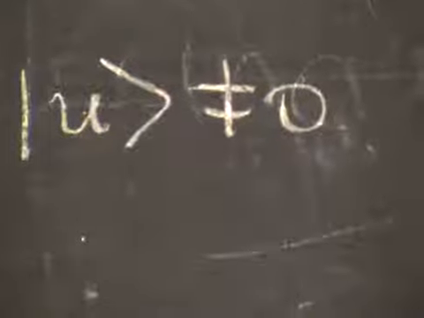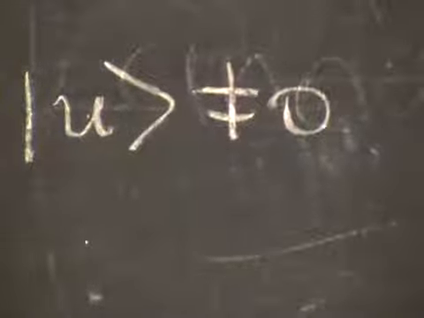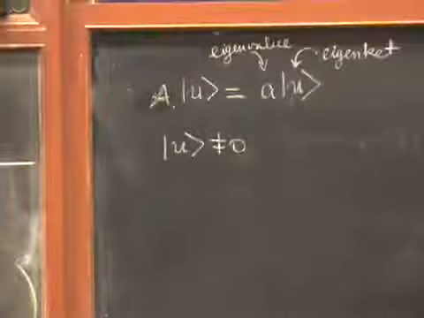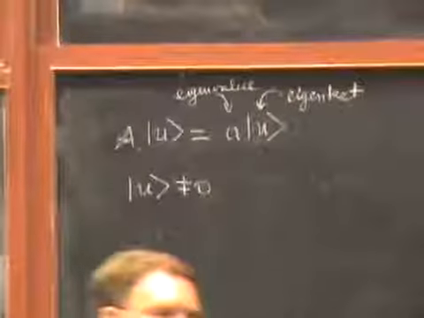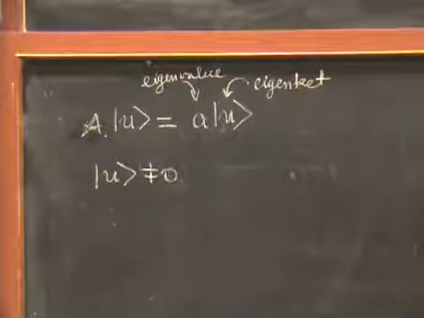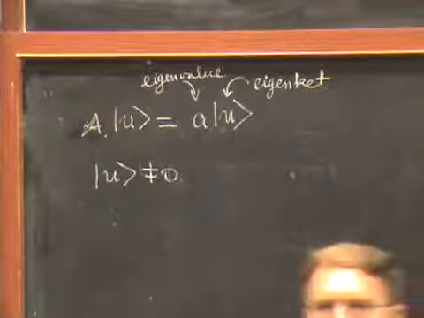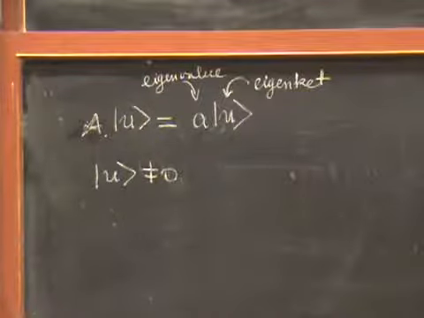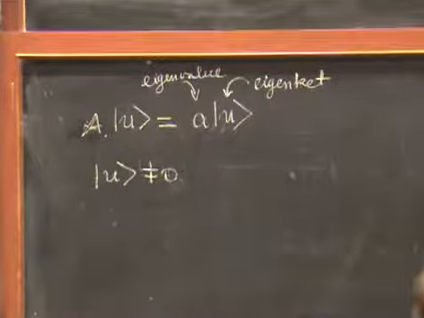Now, the theory regarding eigenvalues and eigenkets is considerably simpler in a finite dimensional ket space than it is in an infinite dimensional one. So I'm going to begin by telling you about finite dimensional spaces, but I'll make a few comments as we go along about how the situation is different in infinite dimensions.